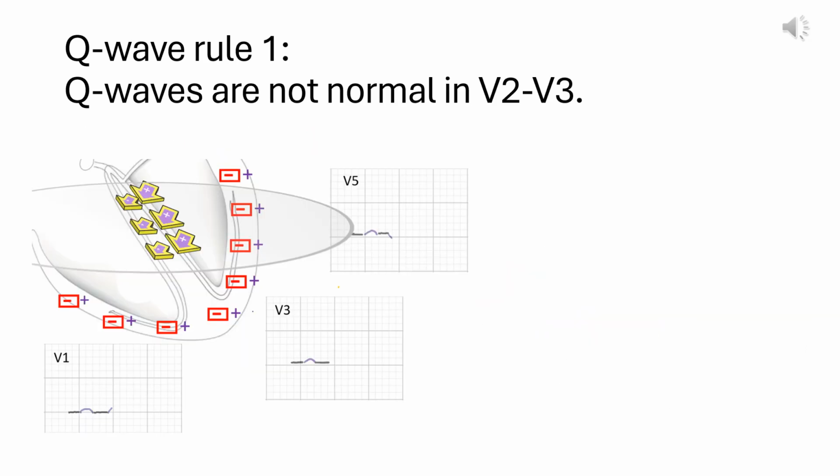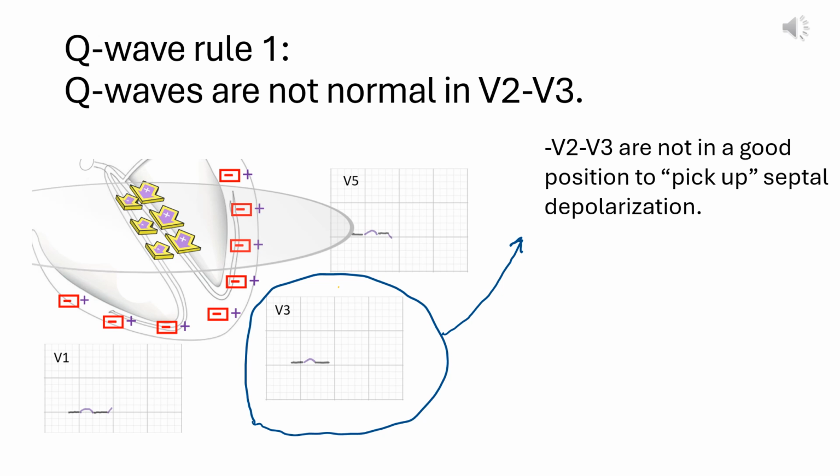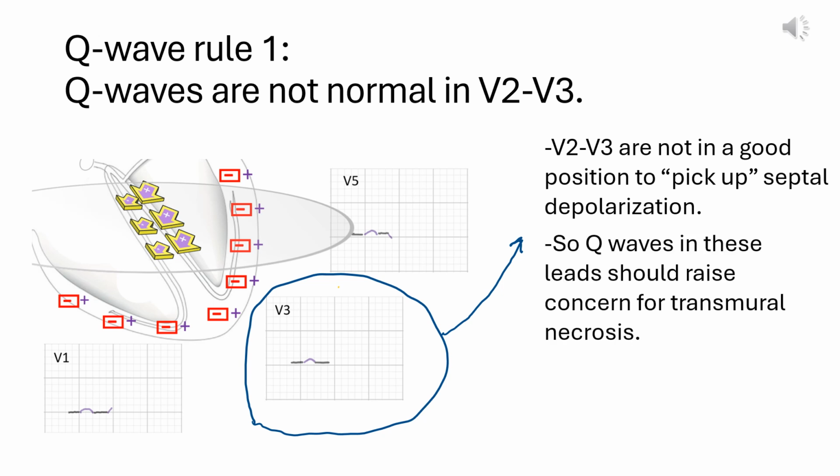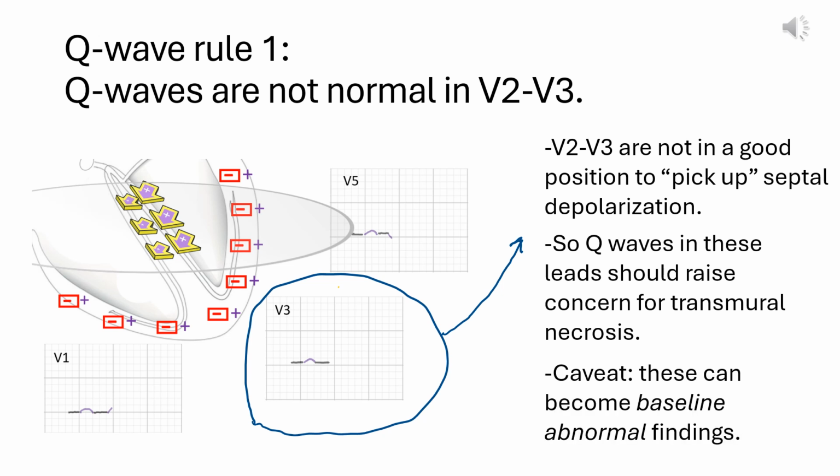Q wave rule number one is that Q waves are not normal in V2 and V3. You don't see any Q waves in lead V3 here, and that's because V2 and V3 are not in a good position to pick up or see septal depolarization. So Q waves in these leads should raise concern for transmural necrosis. The caveat is that Q waves can become baseline abnormal findings, but in the acute setting, deep Q waves can occur in less than an hour, especially in the anterior distribution.